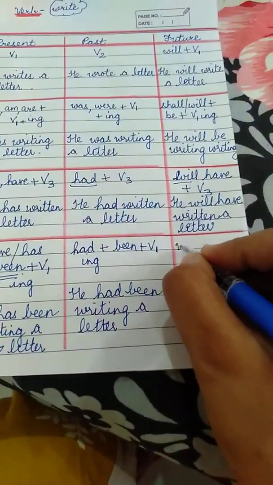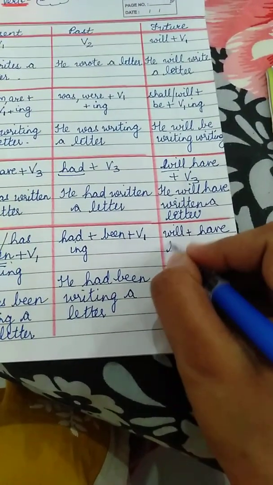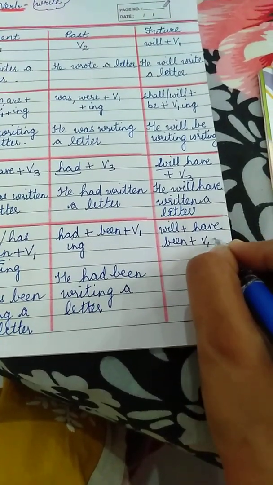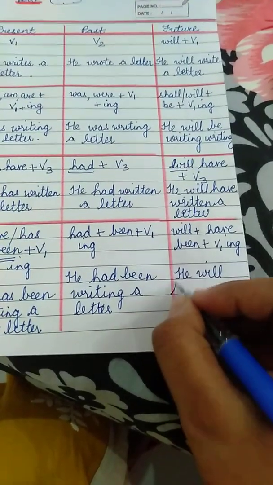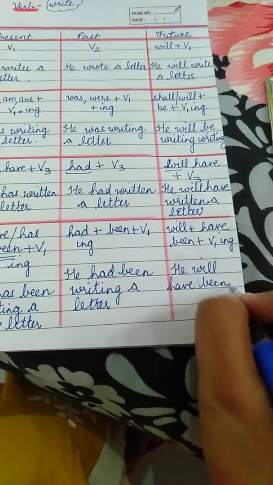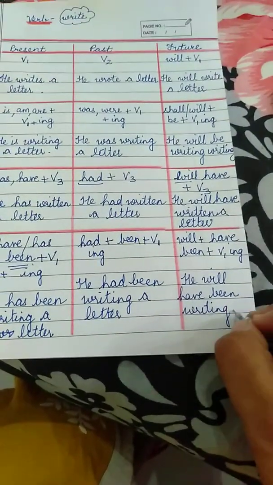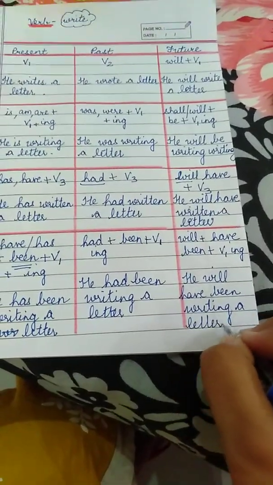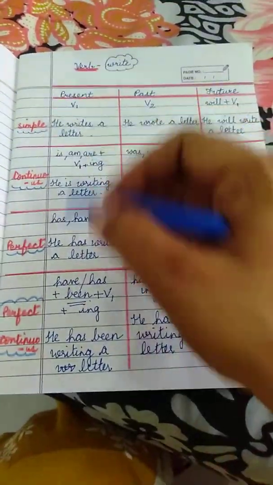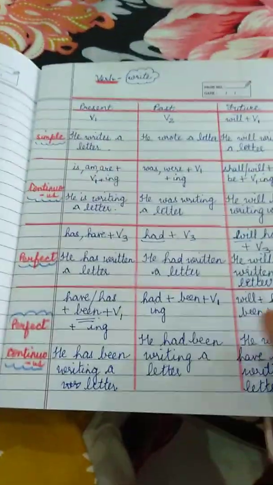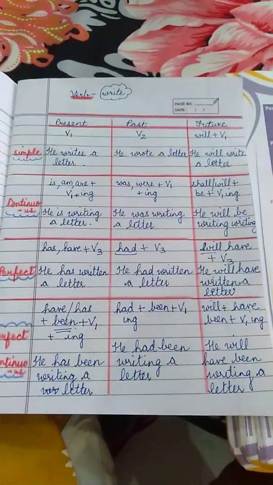Now for future perfect continuous tense, again the same will or shall plus have been plus the verb's first form and ing. So this is going to be, he will have been writing a letter. He will have been writing a letter. So I hope you are able to understand how to use these tenses in sentences on your own, how to use all these forms of different tenses. So please write this down in your notebooks.